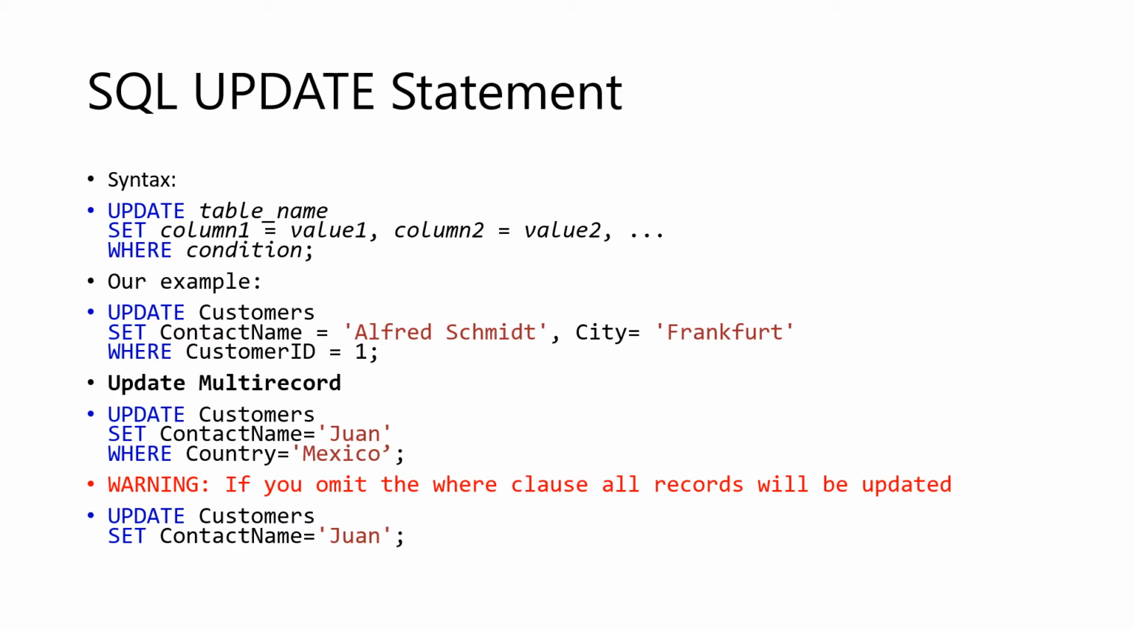The SQL UPDATE command is used to change values of any specified column or columns within existing records. Our example will update contact name and city of customers. Here this will update the customers table and set the contact name column to this value and the city column to this value only where customer ID is equal to 1. So customer number 1 will be updated.